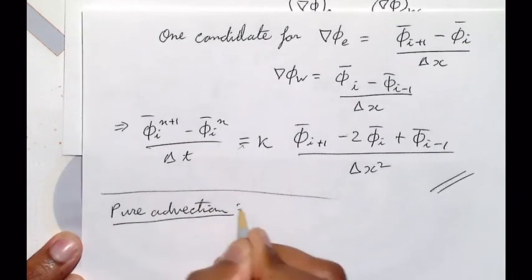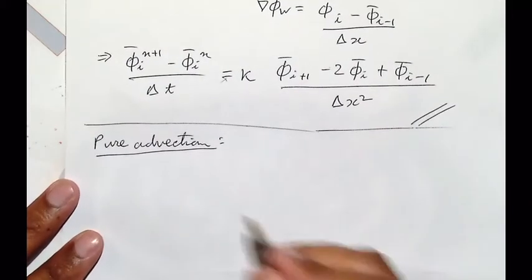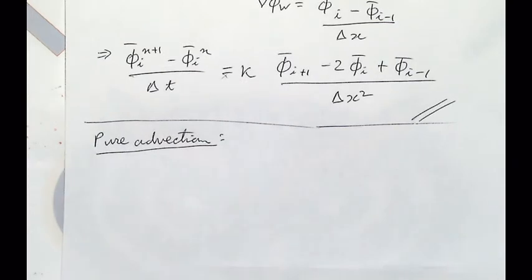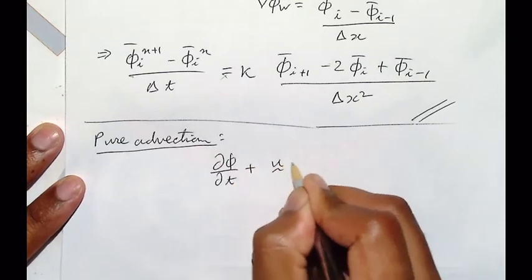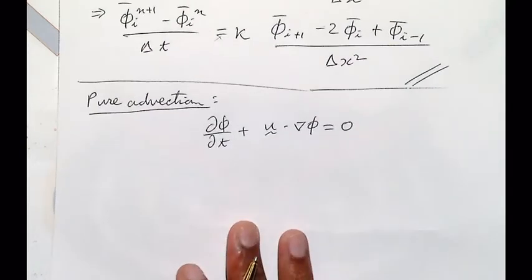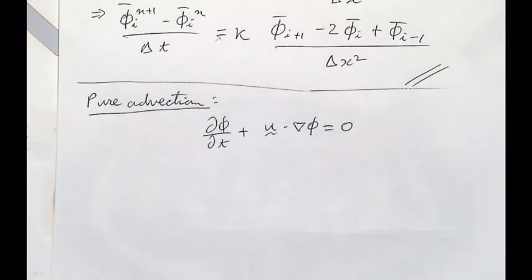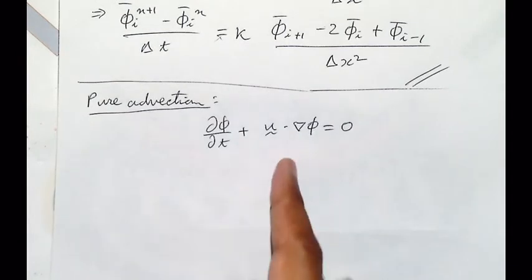Again, for a passive scalar. What is the equation? The passive scalar is phi. What is the equation? Del phi by del t plus u dot grad phi equals 0. Okay, this is the derivative form, right? Can I change this to the conservation form? This is the non-conservation form.